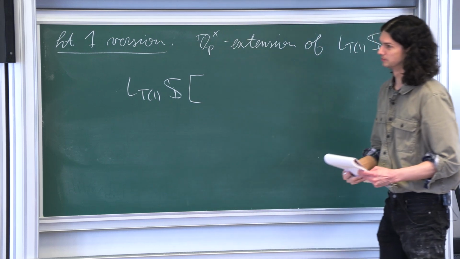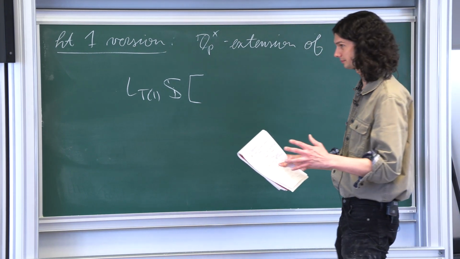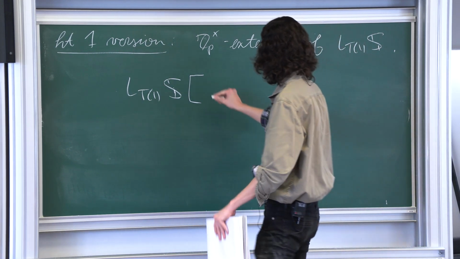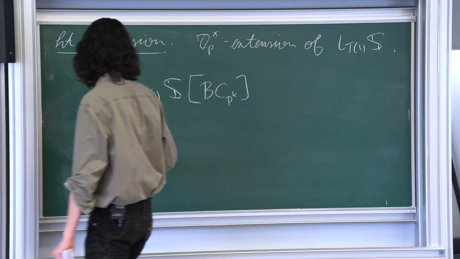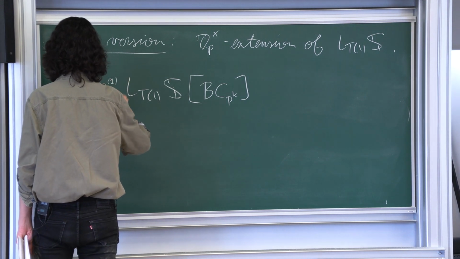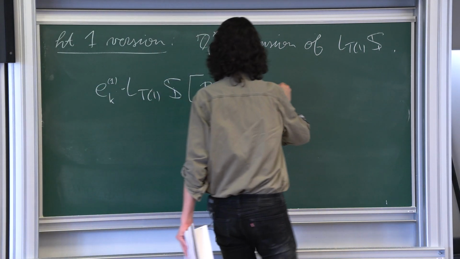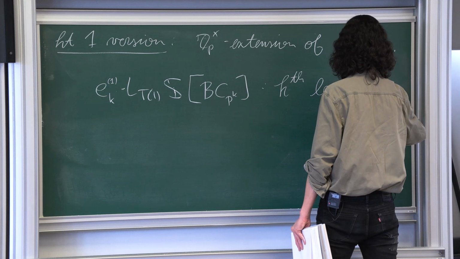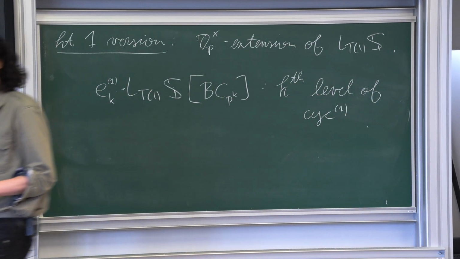Now, instead of taking the group ring for C_p to the k, which would not give you a Galois extension, you take the group ring for BC_p to the k. And then it turns out this does give you a Galois extension. And there's another idempotent that you can write down, which cuts out a primitivity condition. And this is the height 1 cyclotomic tower.